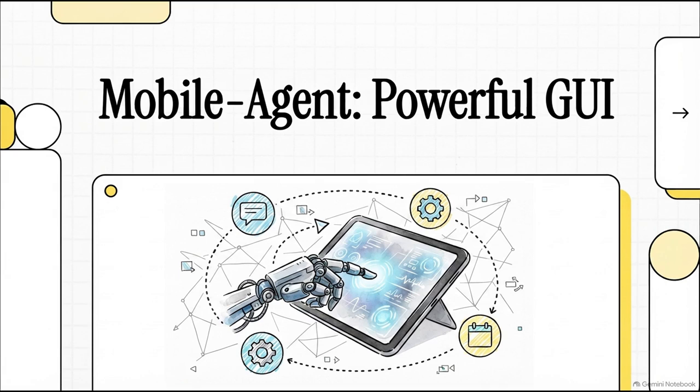Okay, let's dive right into today's topic. Today, we are exploring a truly groundbreaking development in artificial intelligence. We're looking at Mobile Agent, the powerful GUI agent straight out of Tongyi Lab at Alibaba Group.